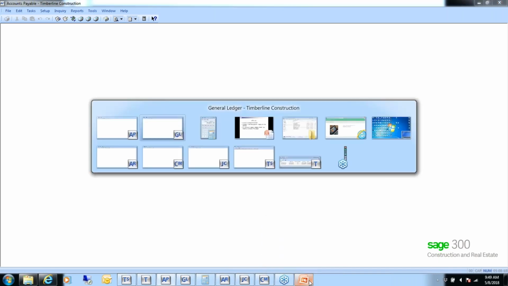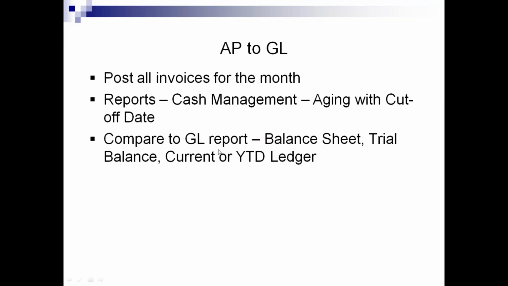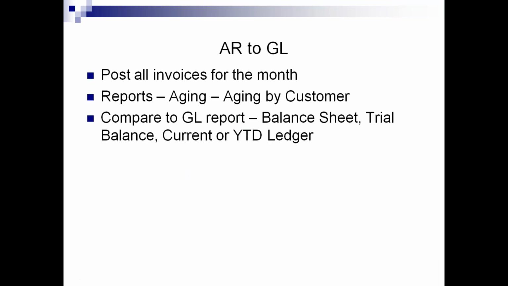Okay, let's go back into our PowerPoint for a second. So that is AP to GL reconciliation. For AR, it's basically the same thing. You're going to make sure that everything has been posted for the month. You're going to run an aging, reports aging by, I would do aging by customer, and then you're going to compare that to your GL, one of your GL reports, either a balance sheet or a trial balance or one of the ledgers.